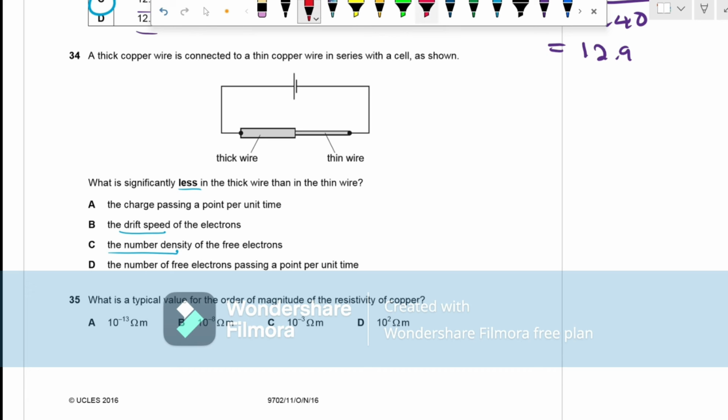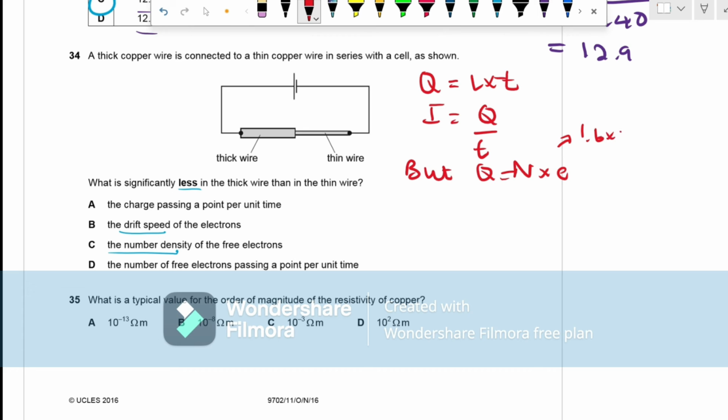Okay, let's derive it. I know that Q is current times time, so I is going to be equivalent to Q divided by T. But I know that Q is going to be N times e, right? e is 1.6 times 10 to the power of negative 19 coulombs. One electron, one charged particle, carries 1.6 times 10 to the power of negative 19. So if you have N of them, that would be your charge. So I is going to be equivalent to Ne divided by T.